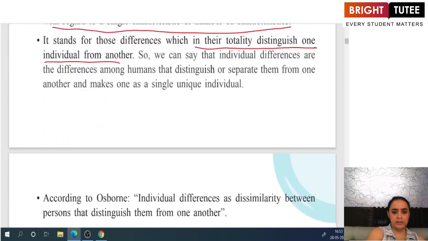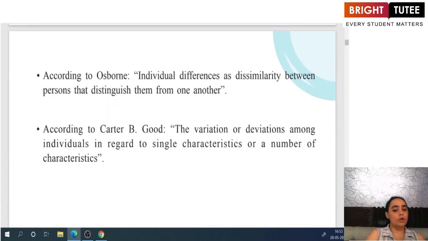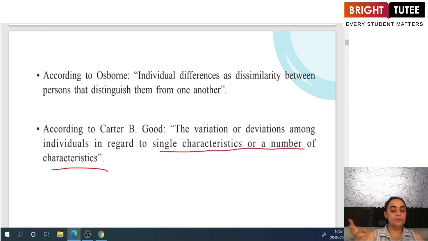Another definition that we have is according to Osborne. According to Osborne, individual differences means the dissimilarity between persons that obviously separate them from one and the other. According to Carter B. Good, variation or the deviation among individuals in regard to single characteristics or a number of characteristics. So the differences can exist not only on the basis of one characteristic but multiple characteristics as well.